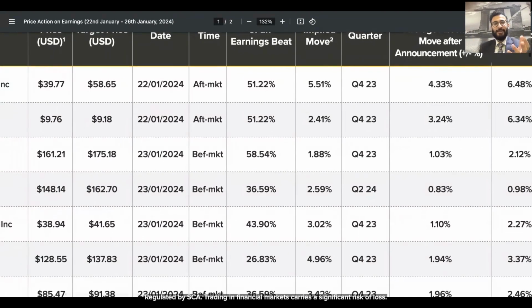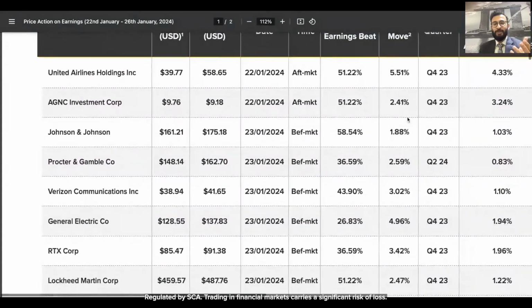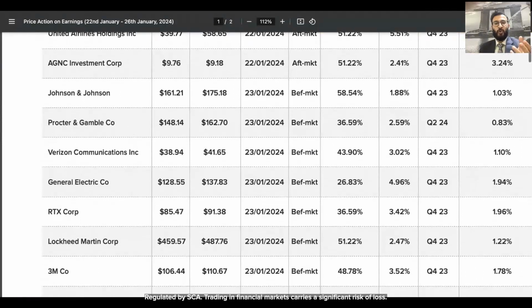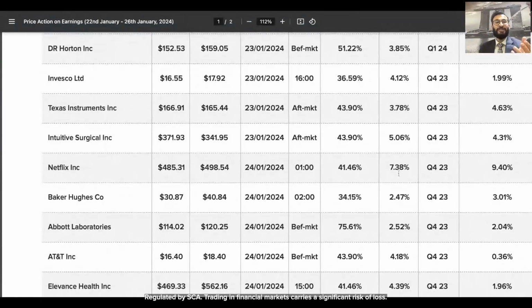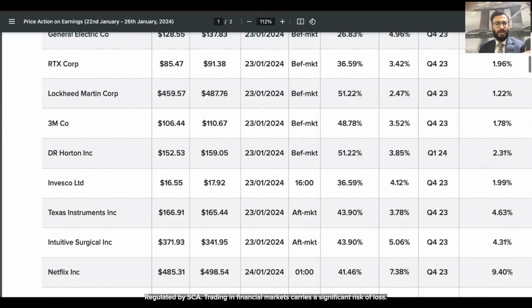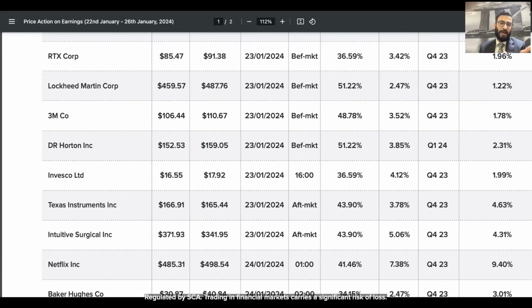5.5%. So for United Airlines, it's 5.5%. And for other companies, AGNC Investment, as you can see, 2.4%, Johnson & Johnson 1.8%. And as you can see for Netflix, right here, it was 7.3%. Netflix did move around 8 to 10%. So we are just taking one stock from this. But of course, there have been other companies which have declared their earnings, and you can always take this flyer and see, as per the earnings beat and the movement, whether the stocks have performed that way or not. So it just gives you an idea, right?